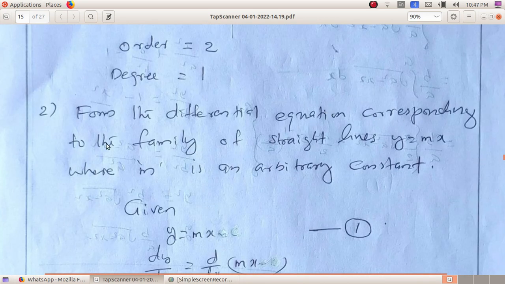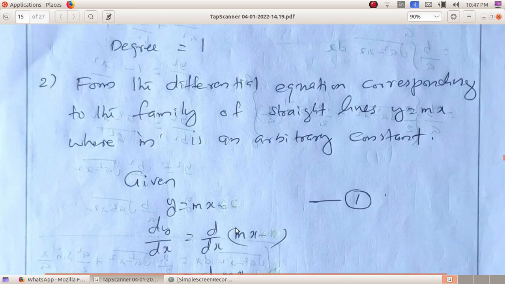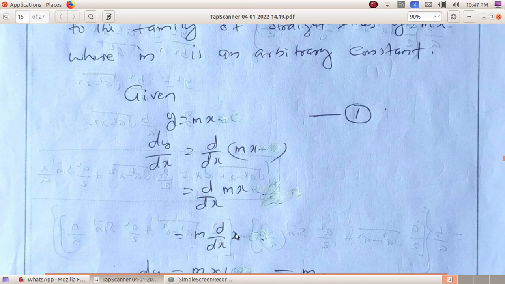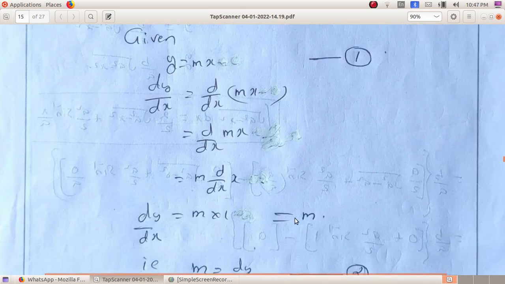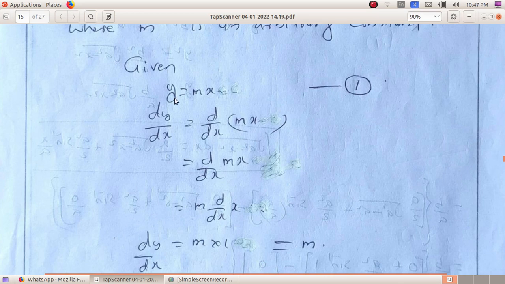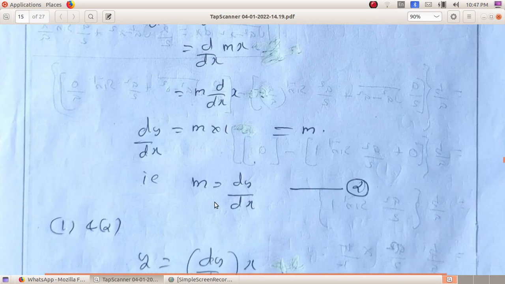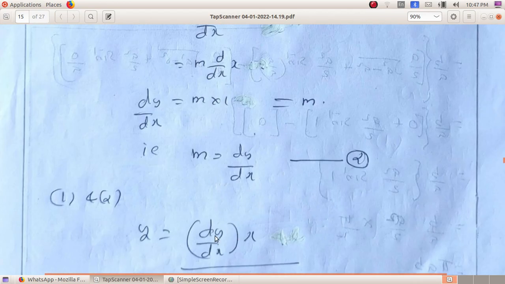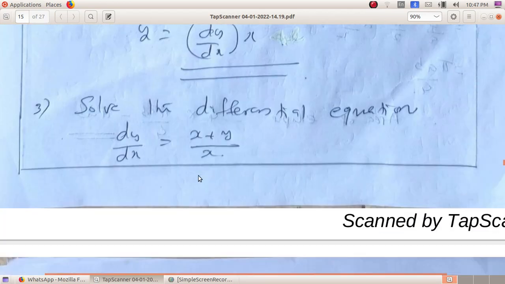For the differential equation corresponding to the family of straight lines y equal to mx, where m is an arbitrary constant. So we have given y is equal to mx. Taking d by dx on both sides, d by dx of y is equal to d by dx of mx. m is taken outside, m into d by dx of x is 1. So dy by dx means m. So y is equal to mx, and what is m? m is dy by dx. So y equal to dy by dx into x. Right, this is the differential equation.